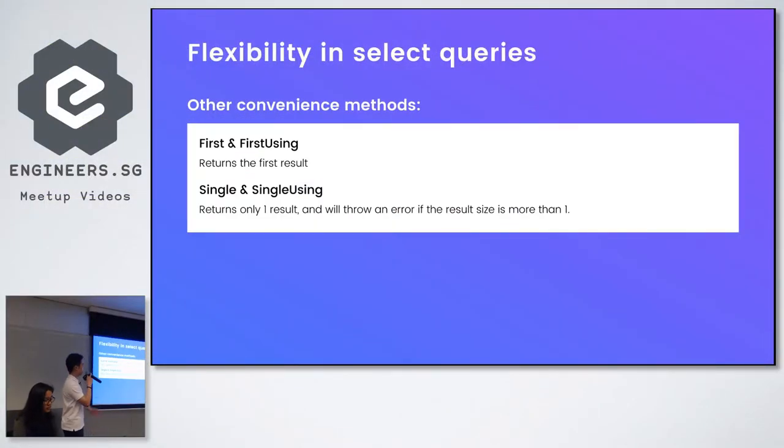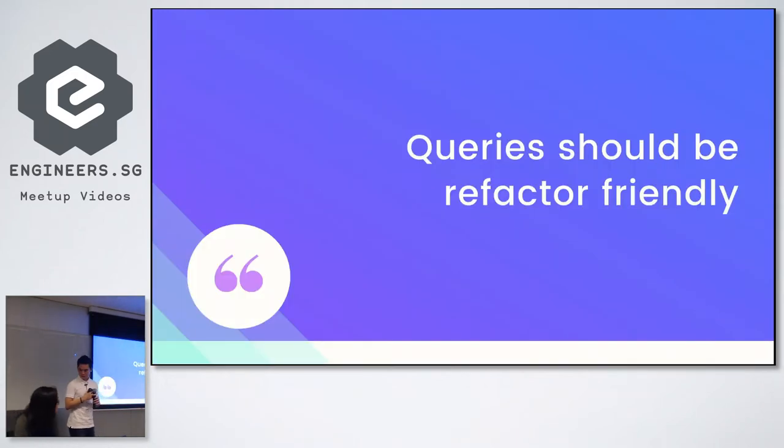So what I've shown you was pulling lists of results from your result set, but we also have other convenience methods. For example, first and first using, which will only bring out the first result from your result set, and single and single using, which only returns one result from your result set and also expects that your result set has a size of one. If it's more than one, an exception will be thrown. So I'm going to pass the mic to my colleague here.